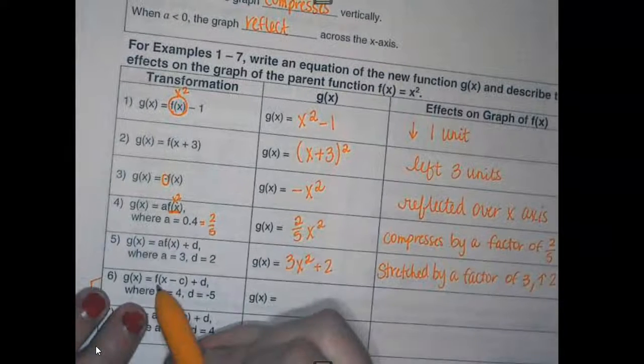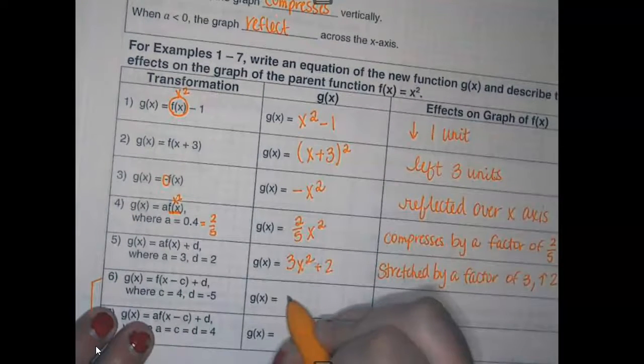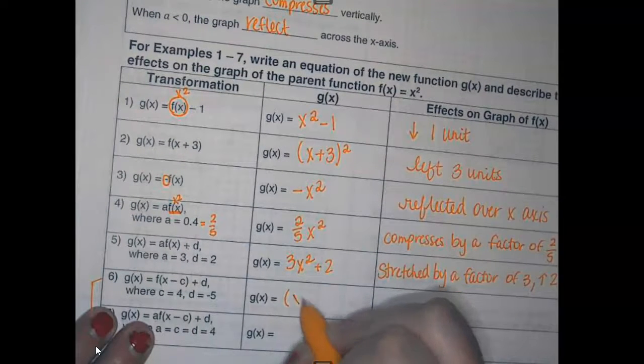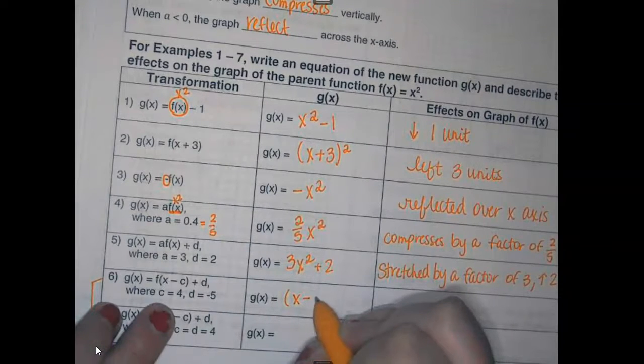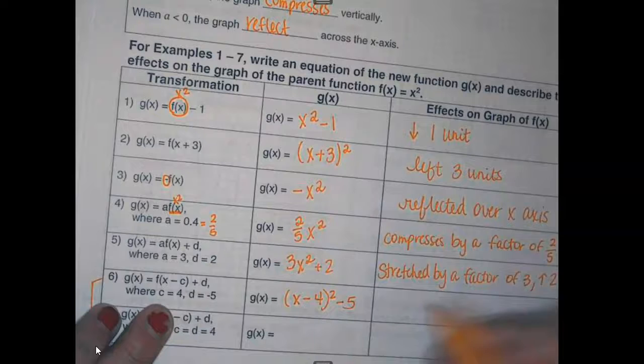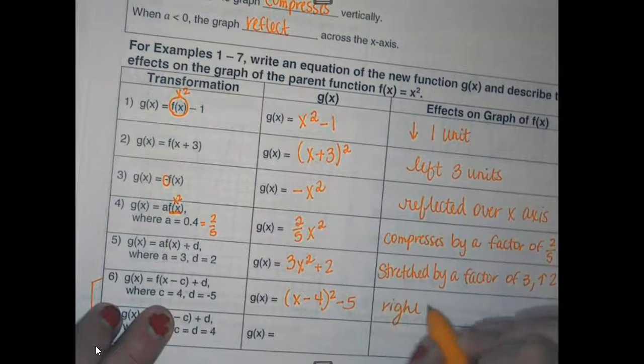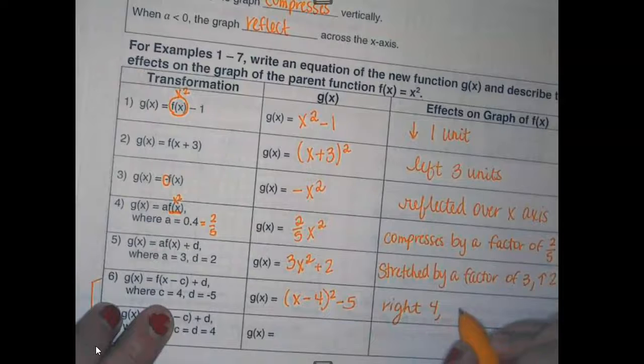Alright, so this one, f of x, we're going to minus c from it. So I'm going to take my x and I'm going to minus c, which was 4, and square it. And then I'm going to subtract 5. This means that I'm going to the right 4 and down 5.